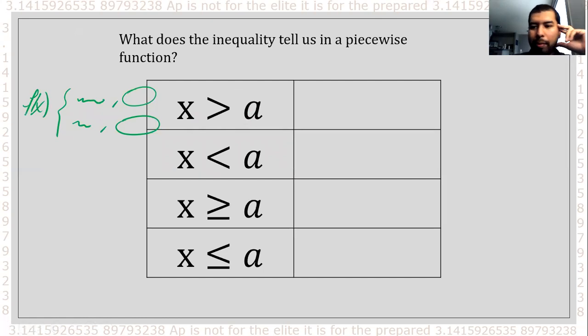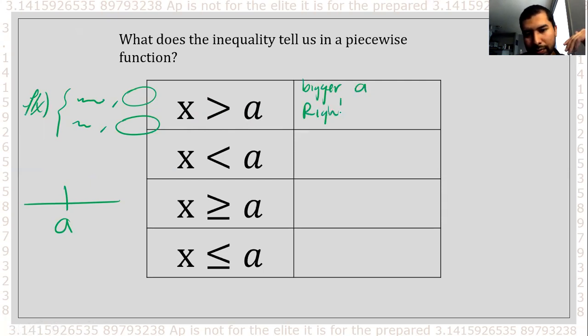Remember, this little symbol looks like a Pac-Man to me, and it looks like x is greater than a. So if this was a number line, because that's the easiest way to do it, and a was right here, x is greater than a means everything bigger than a, or if you're looking at a number line, to the right of a.